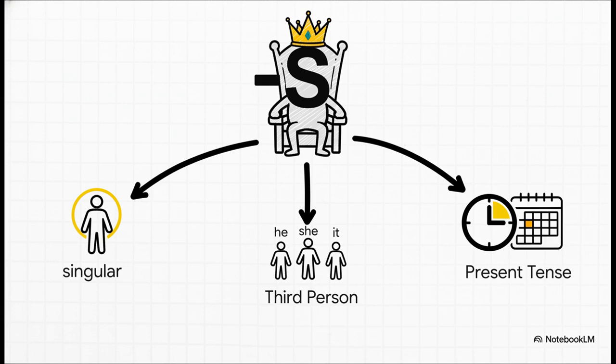And this, right here, is the amazing part. That single S is doing a ton of work. It's telling us that the subject has to be singular. It's telling us it has to be third person, a he, a she, or an it. And it's also telling us that the action is happening right now, in the present tense. All of that information is packed into one letter that is now basically the boss of the whole sentence.